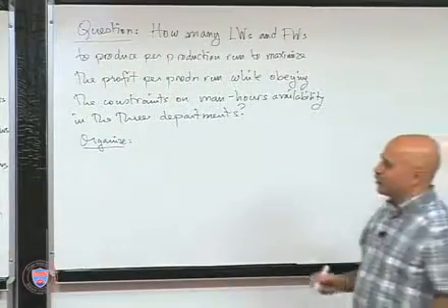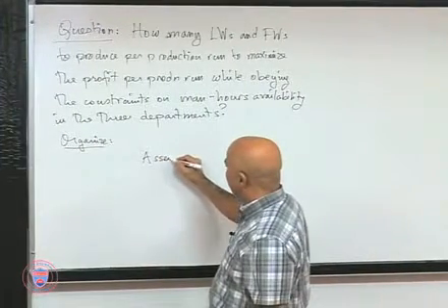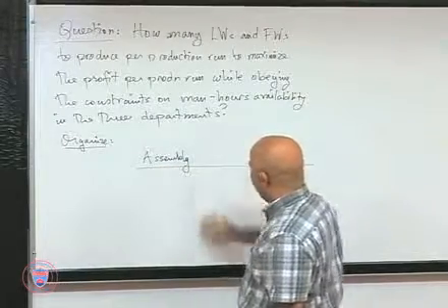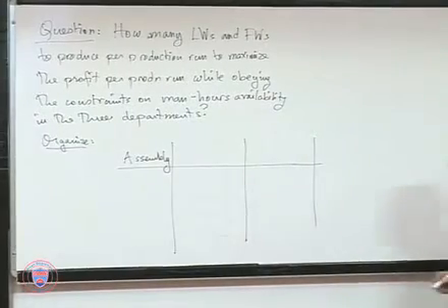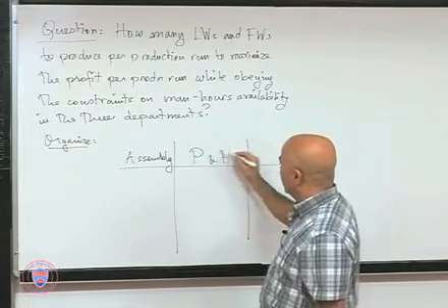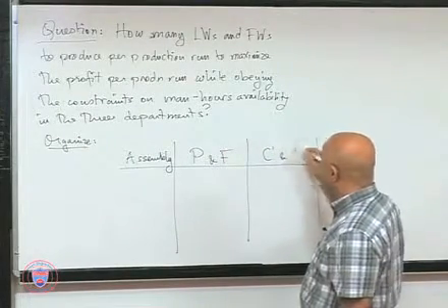Some people would like to do it in a different way. Nevertheless, this is my way of organizing. So I would take 3 columns for each of these different departments: assembly, painting and finishing, and then checking out and testing.